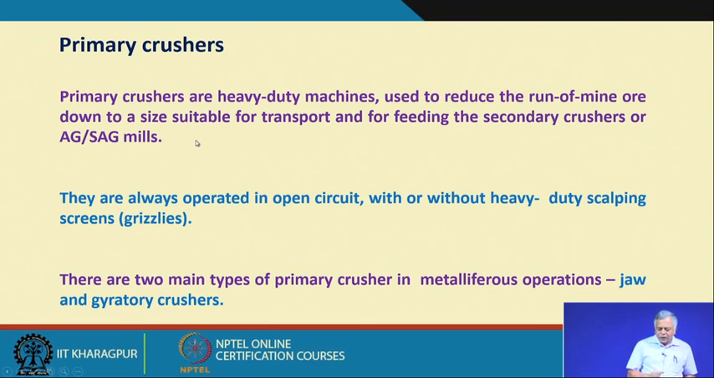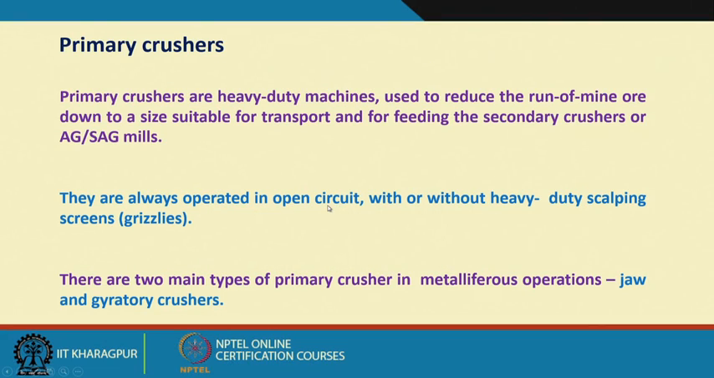So, these are basically used to reduce the run of mine ore down to a size suitable for transport. That means the material has to be transported from one unit to another unit. So, first you try to break them to a size which is transportable by a common means like your conveyor belts, and then you are feeding it to another crusher, and it goes on. They are always operated in open circuit.